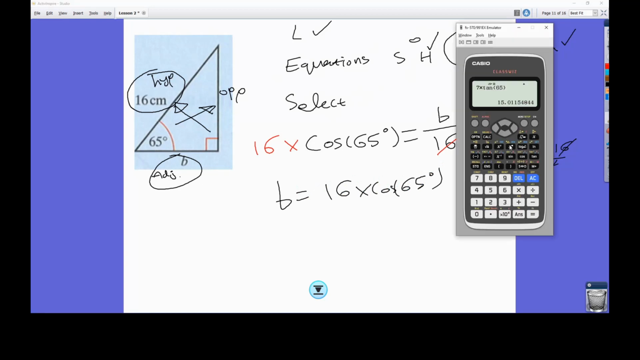Let's put that into our calculators. So we have 16 times cos 65, close bracket, equals. The reason I'm closing the bracket, by the way, is just to remind you that I'm doing cos of 65, working that value out, and then multiplying the result of that by 16. I just want to make sure you keep that in your mind. I'm not doing cos of 65 times 16. That would be a completely different answer.